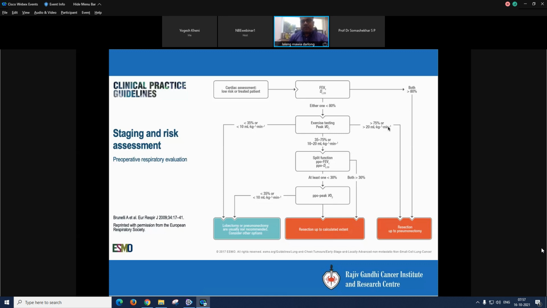So pneumonectomy should be avoided as far as possible, but these are the cases who can tolerate pneumonectomy and they need no further testing. But those which are less than 80, you need to further go and do some testing.